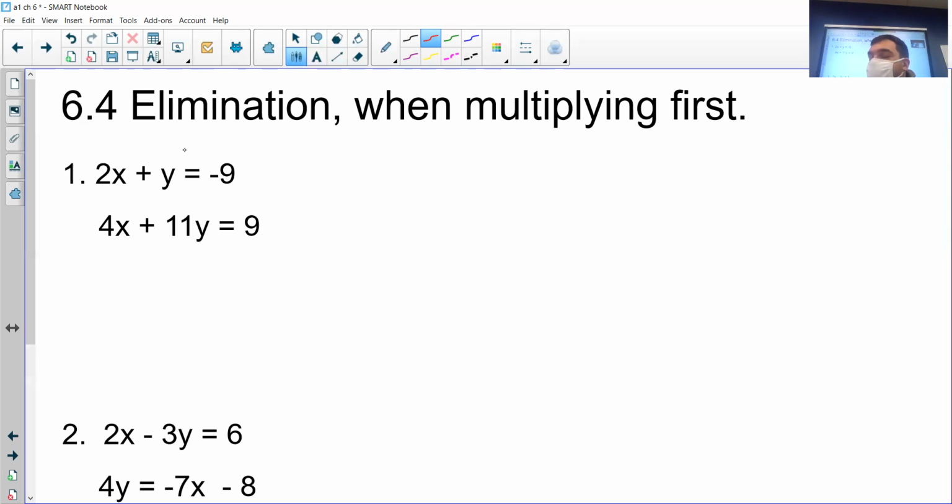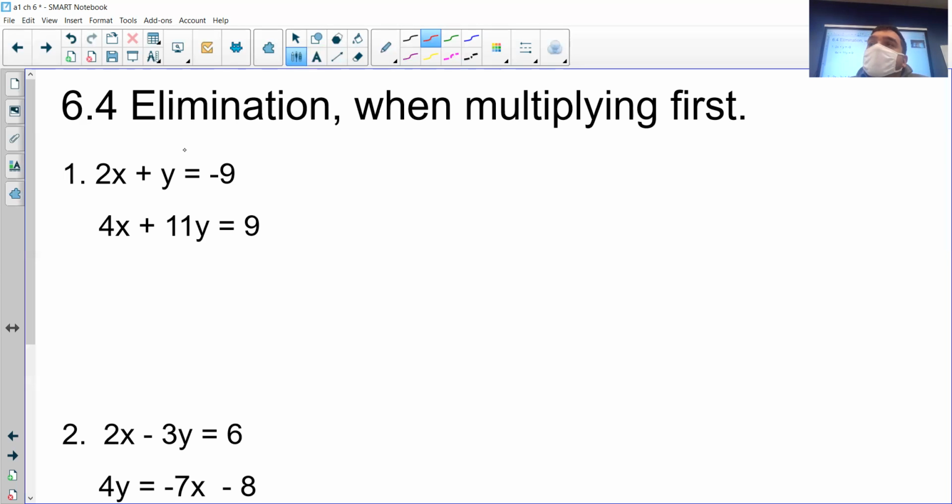Should we just do this the regular way, or are we doing it the way you're going to show? We're going to do elimination, which normally, let's say number 1, you kind of look at it, and that will be a prime substitution problem. But we're going to purposely do elimination to practice, okay? So we have 2x plus y equals -9, and we got 4x plus 11y equals 9.